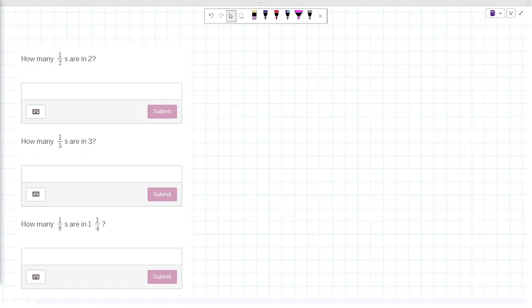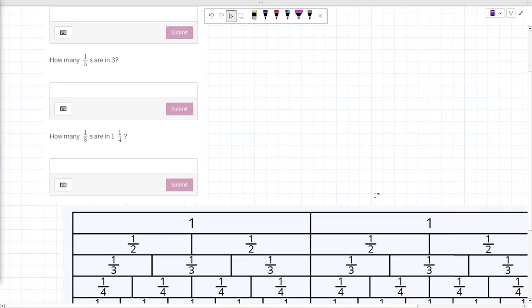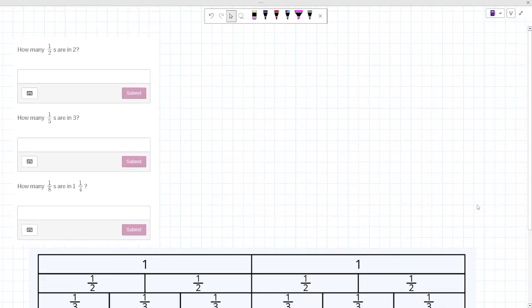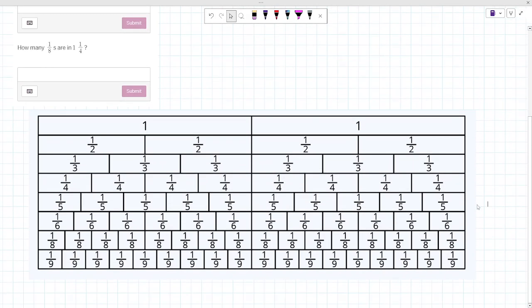The first part says how many 1/2s are in 2. So the way we're going to think about this is we actually have a fraction visual page. I'm going to scroll down and show you mine, and you should have a copy of this. If you don't have a copy of it, then ask me in class and I can get you one, because this is really helpful for picturing some of these fraction division type problems we're going to be doing. So this first one says how many 1/2s are in 2.